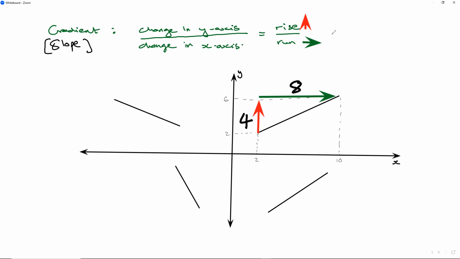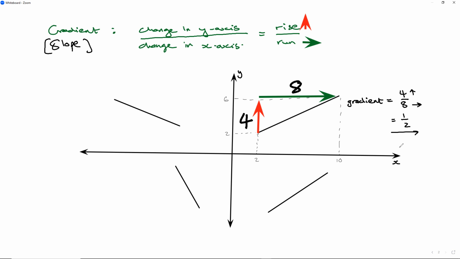So I know that the gradient of this particular line is going to be given by, so I'm going to write, the gradient is going to be equal to the rise over run, so it's 4 over 8. And then we simplify that to a half.